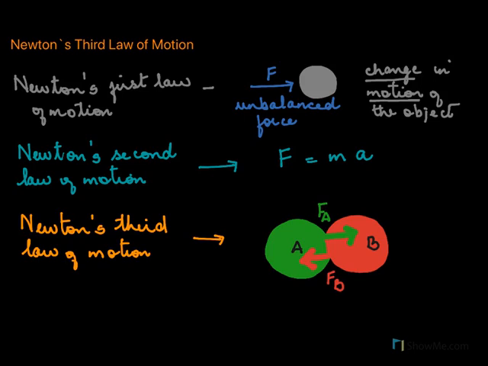So if one object exerts a force on a second object, the second object also exerts an equal and opposite force on the first object. Now both these forces are equal in magnitude. Force A is equal in magnitude to force B. However, their directions are opposite, like you can see in the figure. Force A is acting on B and force B is acting on A. So for this we always put a negative sign because they are in opposite directions.